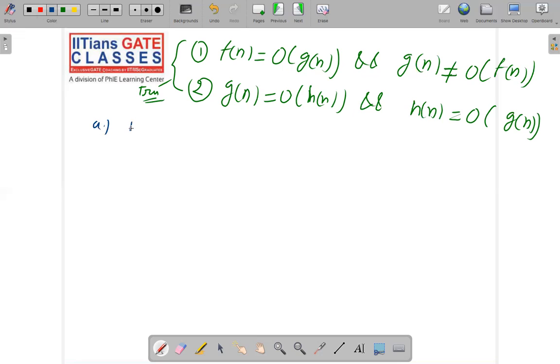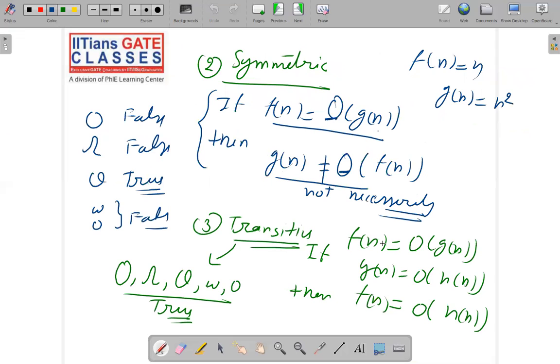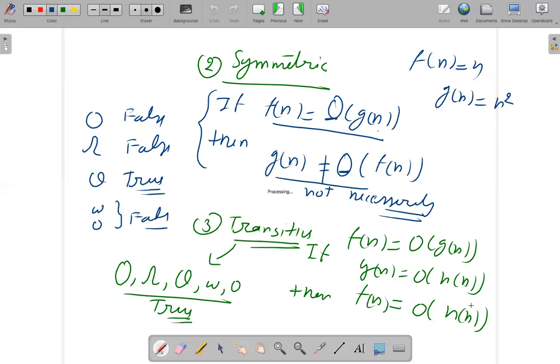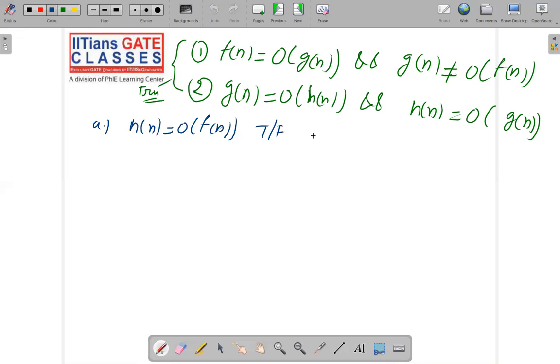First one is Hn equal to order of Fn. Is it true or false? Now you see that Hn is equal to order of Gn and Gn is not equal to order of Fn. So we can't apply transitivity here. If you remember the transitive rule, if Fn equal to order of Gn and Gn equal to order of Hn, we can say that Fn equal to order of Hn. So we cannot apply the transitive rule or any kind of property here to satisfy this condition. So this is false.